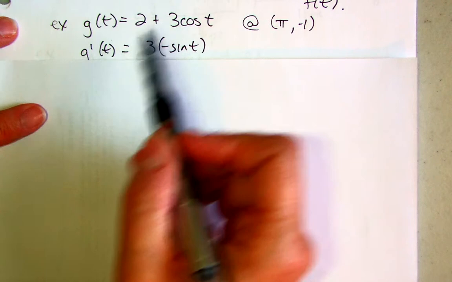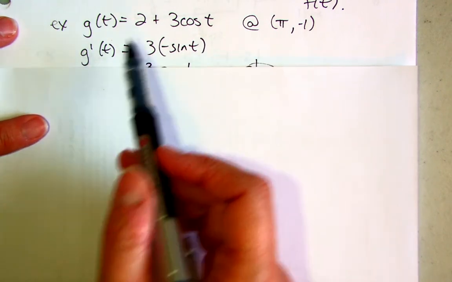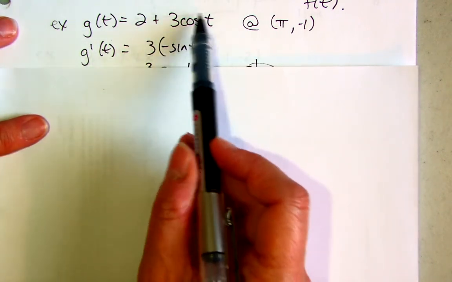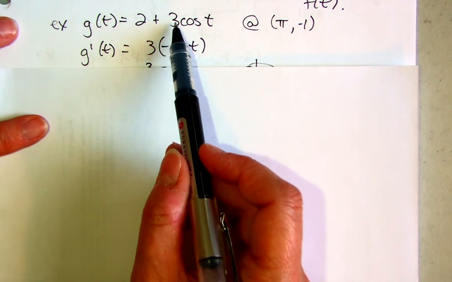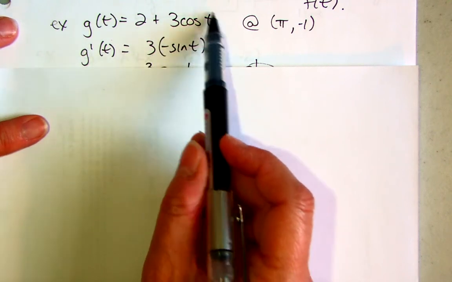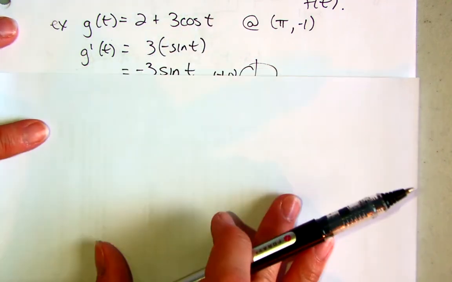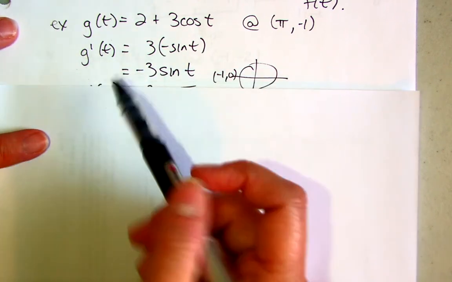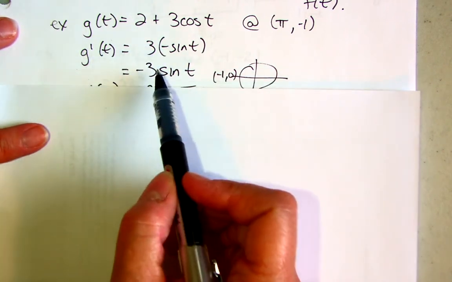So this is already written well. I'm going to take the first derivative. The derivative of a constant is 0. This one here is the multiple constant, so I'm going to write down the constant, take the derivative of cosine of t, that's negative sine of t, multiplied together, so careful. So I'm going to rewrite that. My first derivative is negative 3 sine of t.